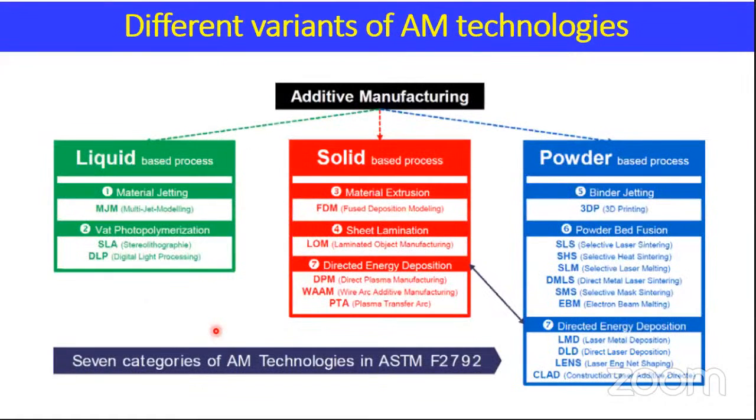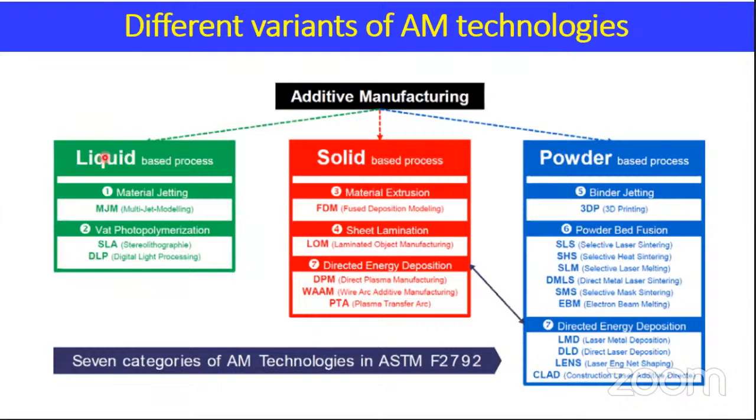So now, having understood AM and its importance, how it is better or superior compared to the conventional manufacturing setup, different types of AM technologies have evolved over the period. And as per ASTM F2792, people have classified at least 7 types of AM technologies, right?